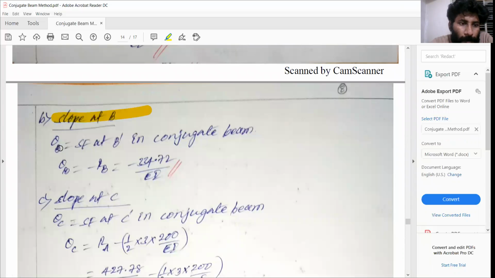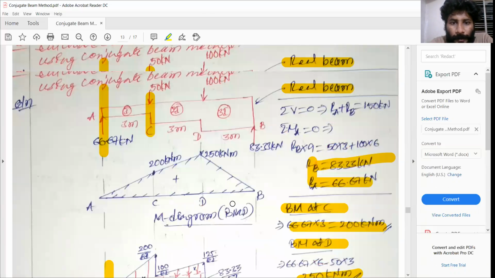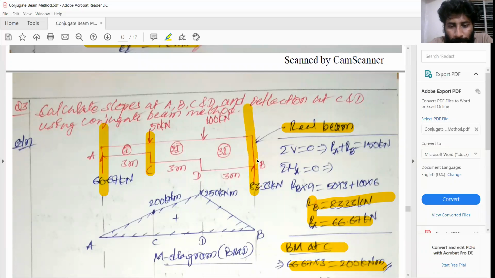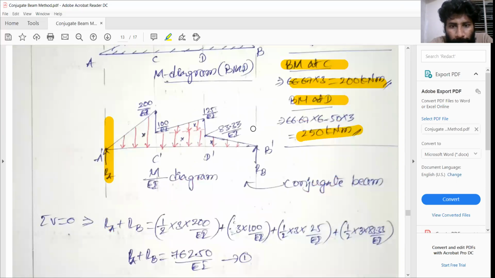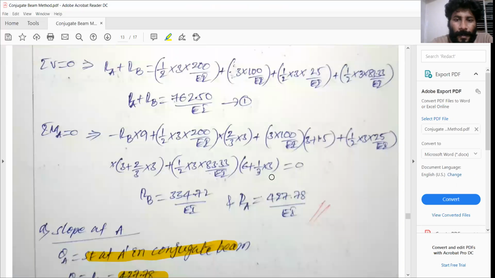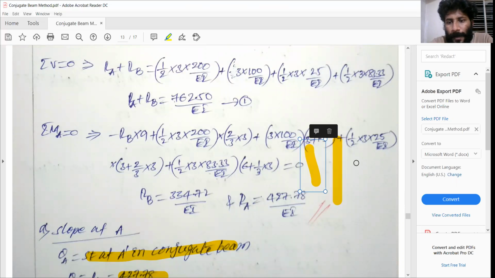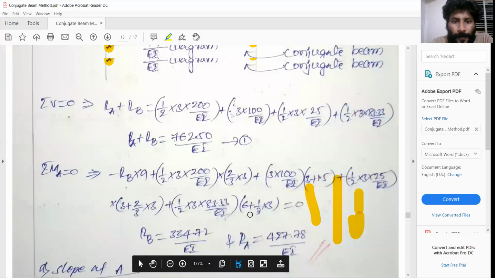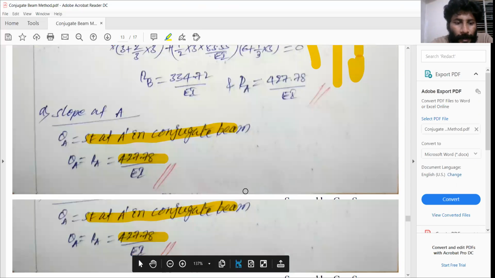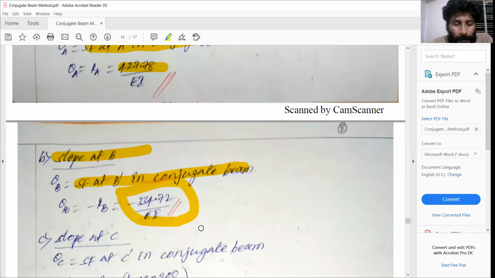Slope at B. The slope theta B is equal to the shear force at B in the conjugate beam. So where is B? We can see that this is B. This is the deformed shape of the beam. I will write it here. So for the slope at B, just take a section. You can take the shear force on the left of the section or the right of the section. It's better to take the right of the section because only one reaction is there. That's the upward reaction, so it is minus R_B. We know the sign convention: left up, right down is positive. Therefore, acting up on the right of the section, it's negative, minus R_B. So directly you can get this value.